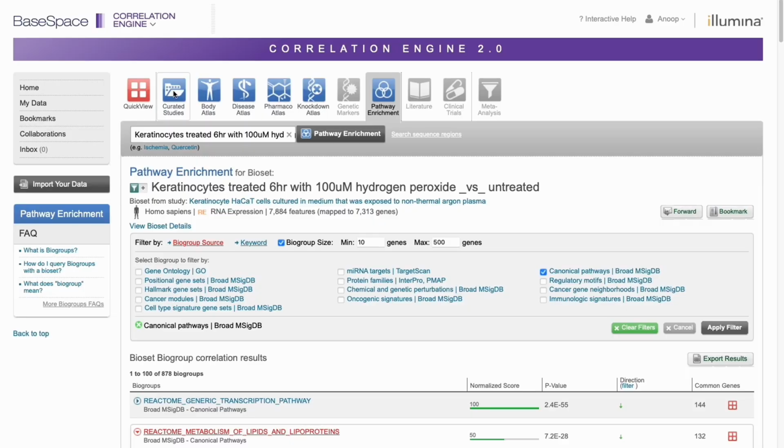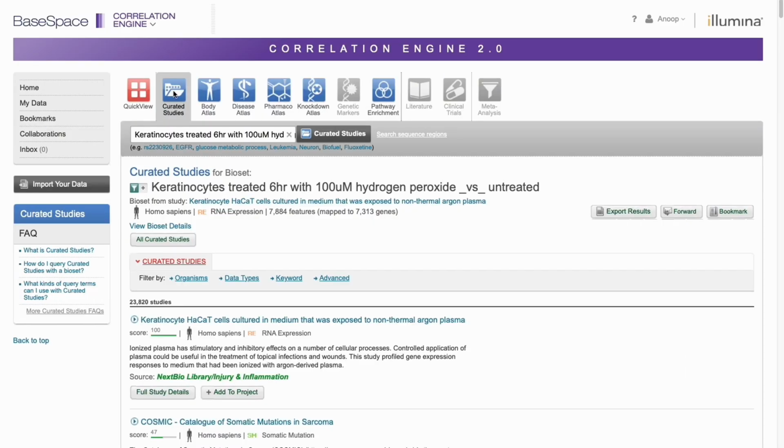Or, using the Correlation Engine Curated Studies app, we may query against 189,000 plus processed public omics data signatures or biosets to see in which prior studies many of the same genes were significantly altered with respect to expression or otherwise, depending on the omics data type.